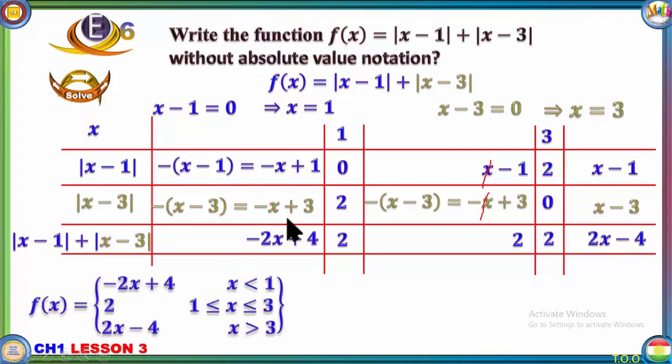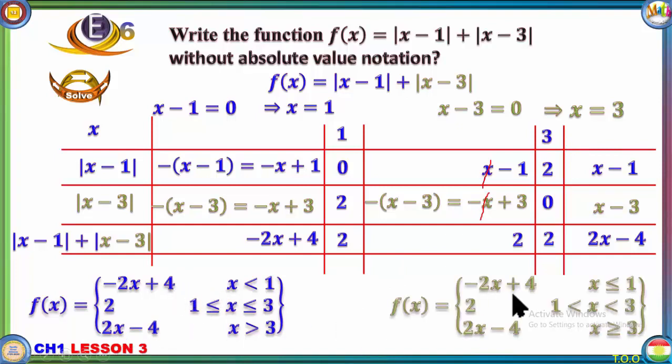f(x) is equal to: less than 1 is -2x + 4. From 1 to 3 is 2. Bigger than 3 is 2x - 4. You can write it in this way or you can write it in this way, taking equal here, x less than or equal to 1, and here x bigger than or equal to 3. The graph of this function is like this.